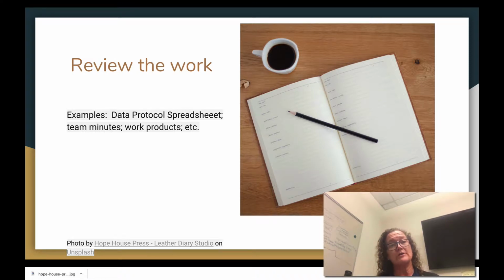The other thing is there may be work products. Did they review some work samples together? Did they look at some other data pieces? They may have something they've submitted to you that you can look at.